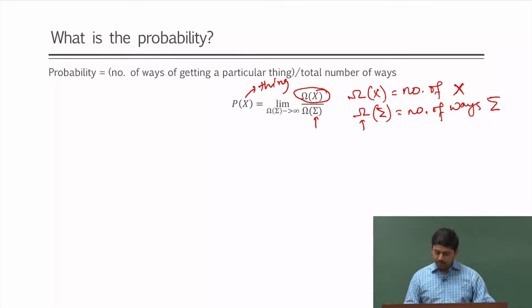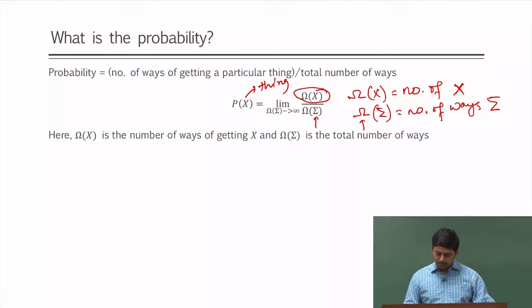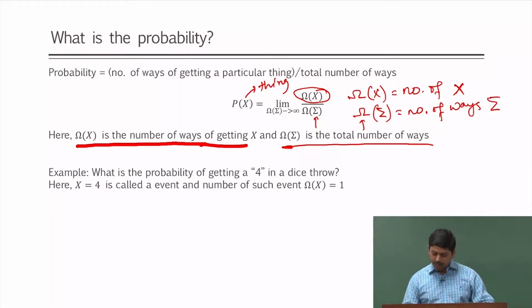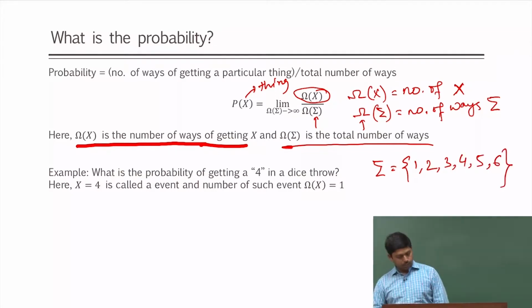So, for example, as we mentioned here is the number of ways of getting x and this is the total number of ways. For example, we say, what is the probability of getting a 4 in a dice throw. So, here we have to see what are the possibilities that are there in a dice: 1, 2, 3, 4, 5 and 6. I have a dice to show you.